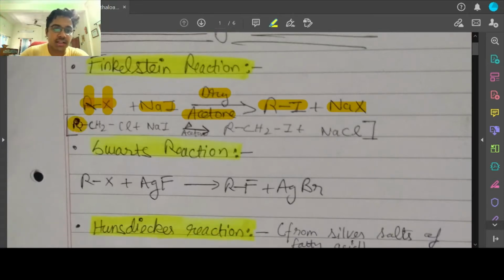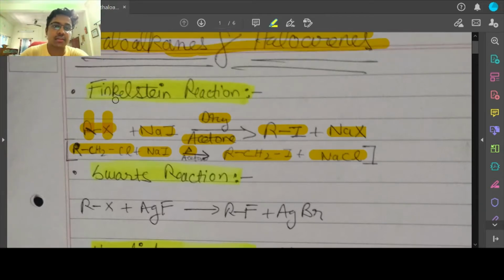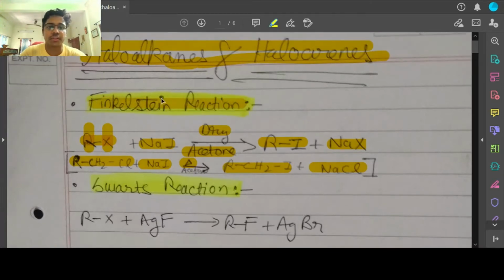Let us see an example. If it's RCH2Cl, where R is an alkyl group and X here is Cl, plus NaI in the presence of dry acetone, it gives RCH2I plus NaCl. X here is Cl, so NaX is NaCl, and RCH2Cl becomes RCH2I. This is known as the Finkelstein reaction. It is a very important name reaction.